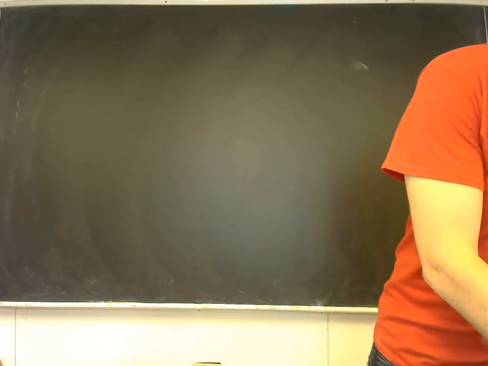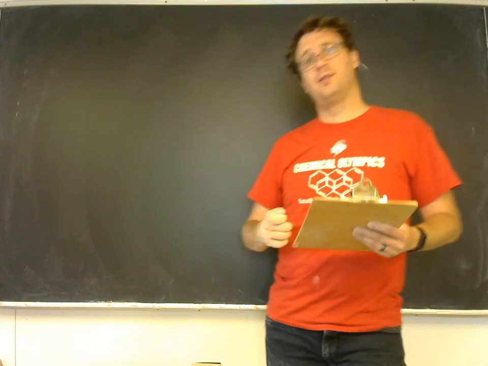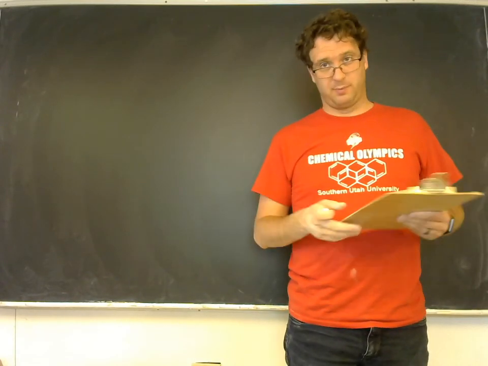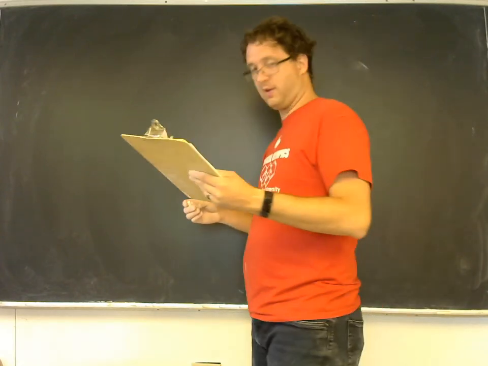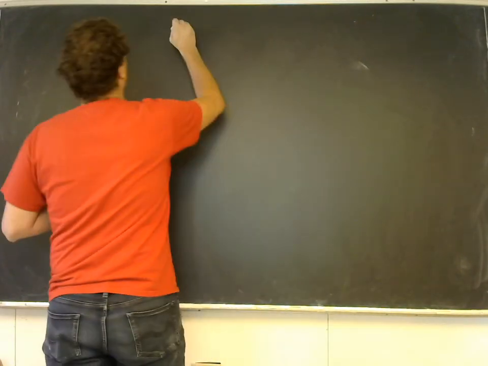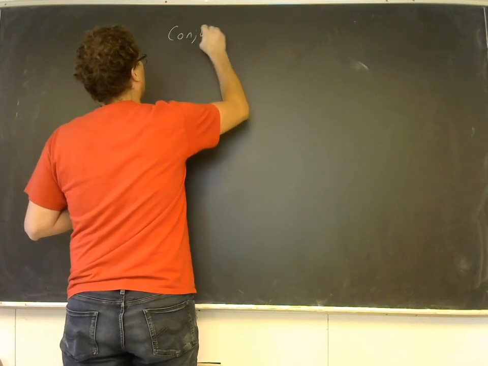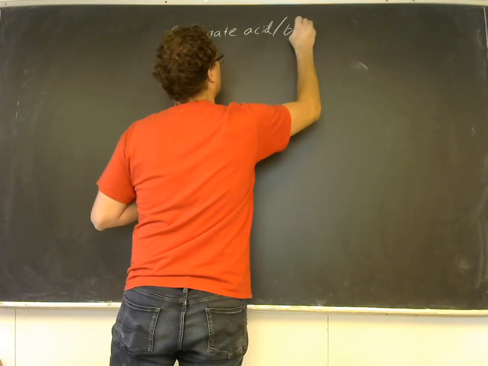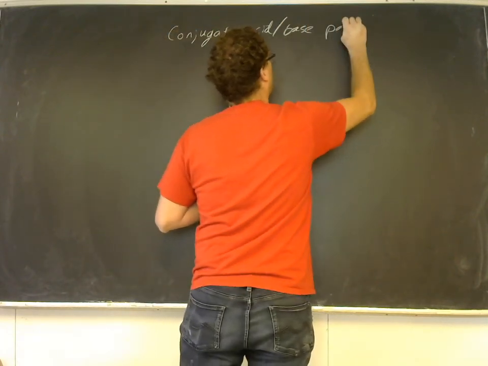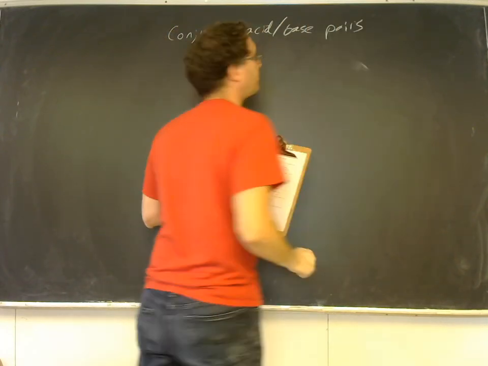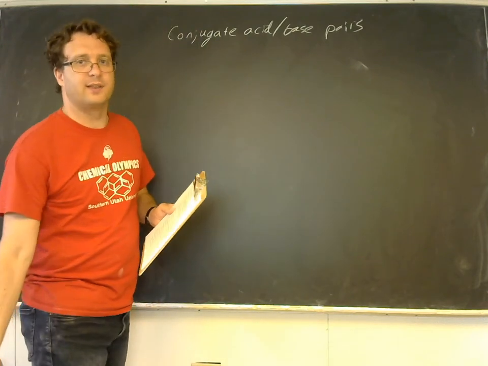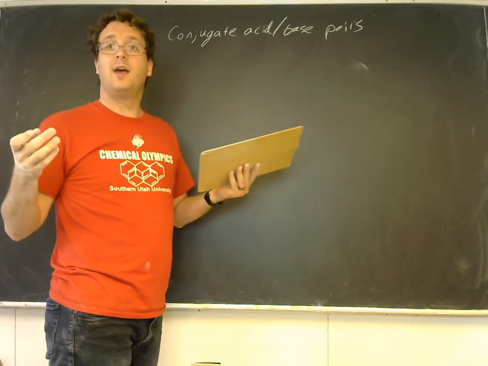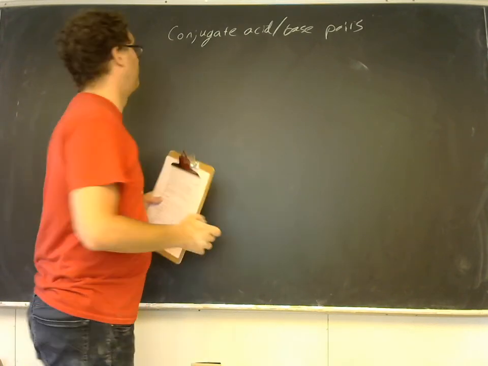Now, there are a couple of useful relations that I want to introduce right now that don't come up until a little bit later in your textbook. And one of them is that for conjugate acid-base pairs, we can relate the strength of the Ka value for the acid and the Kb value of the base.